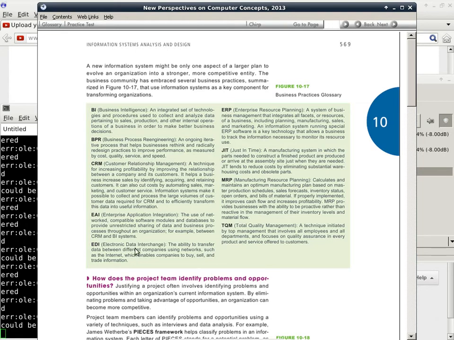EDI, electronic data interchange, and that's what Exchange can be useful for. It's not just email, but how do you transfer data between different companies using networks like the internet, and also buy, sell, and trade information.